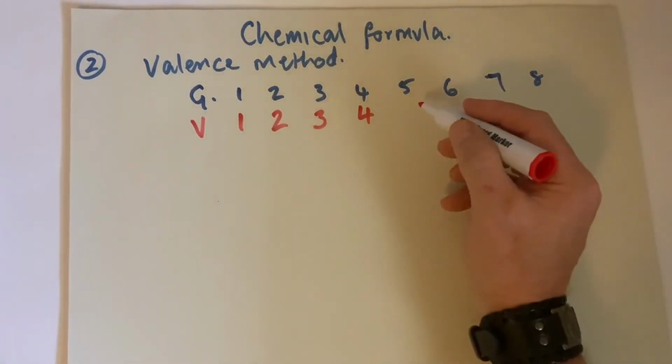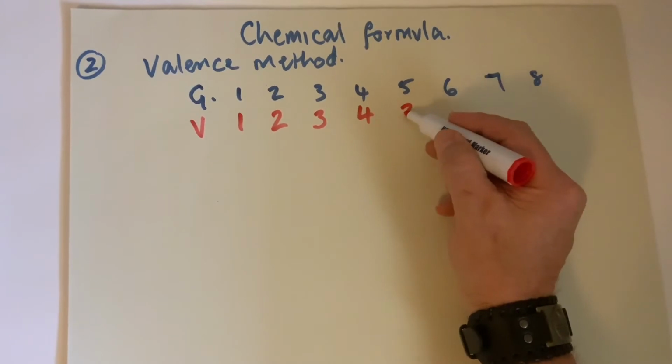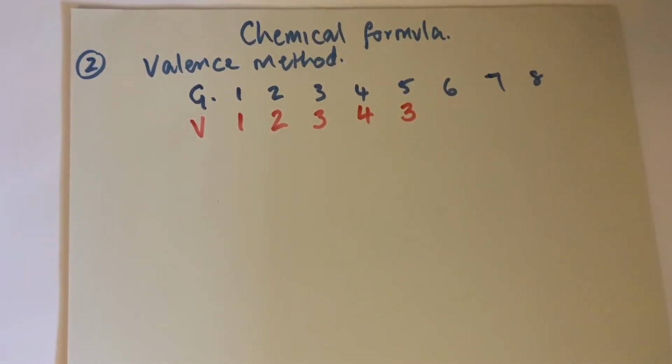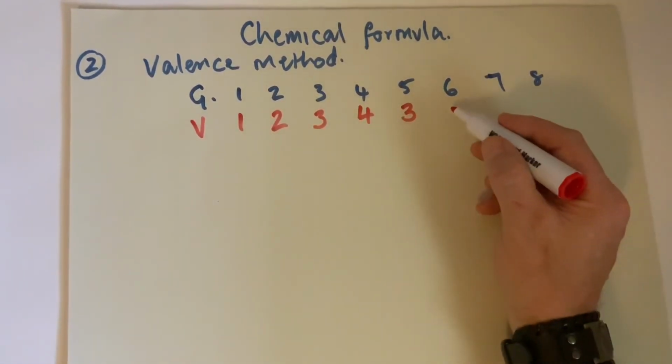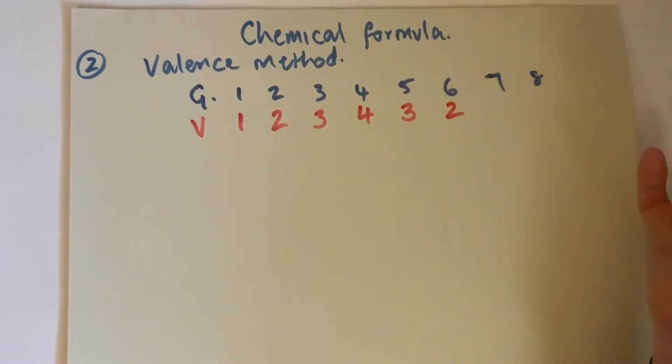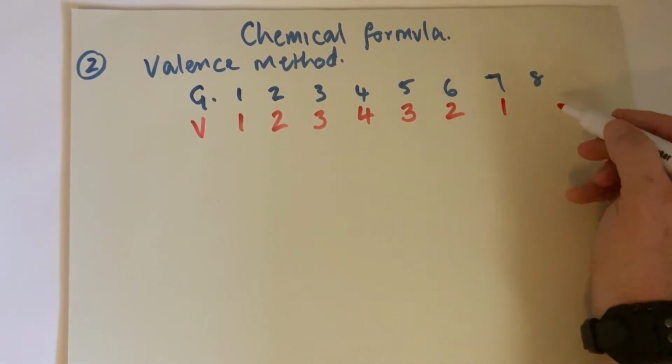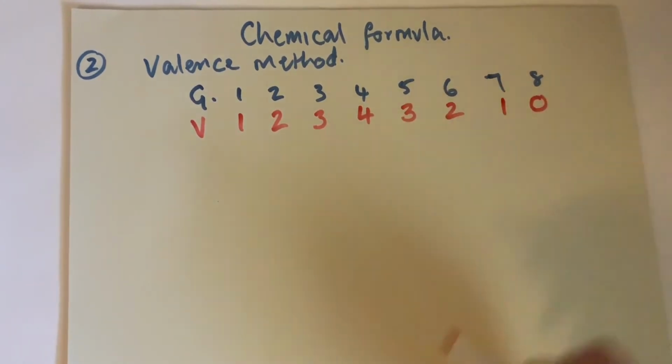And it's easier to gain 3 than what it would be to lose 5 to make the full shell. Easier to gain 2, and so on. So easy to gain 1. And this is why noble gases who have a full outer shell of 8 don't react.